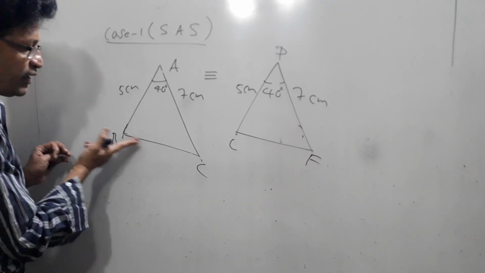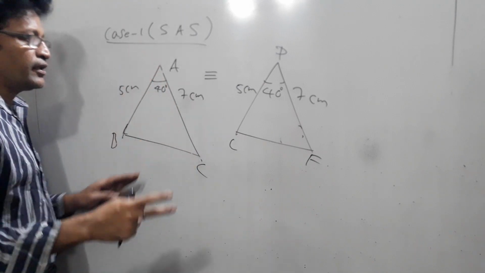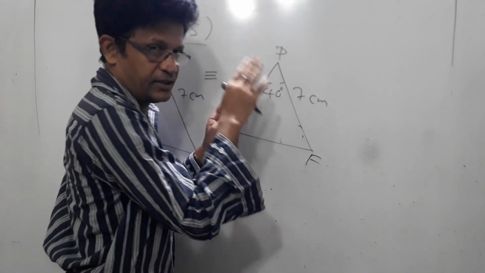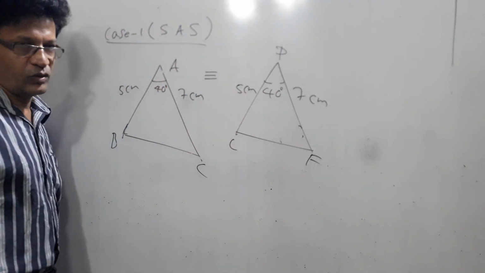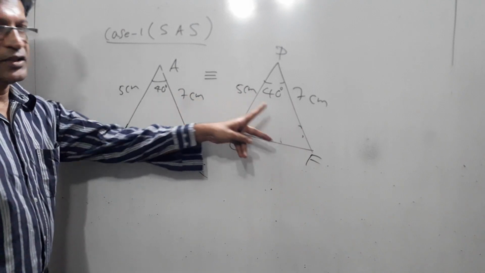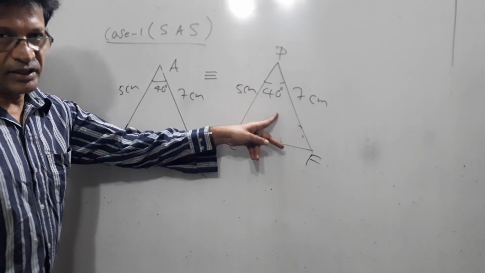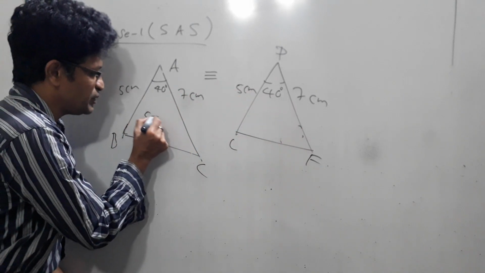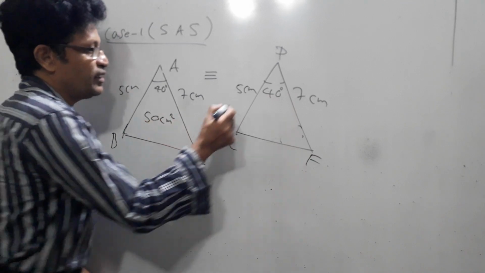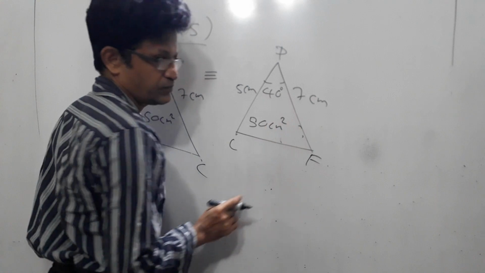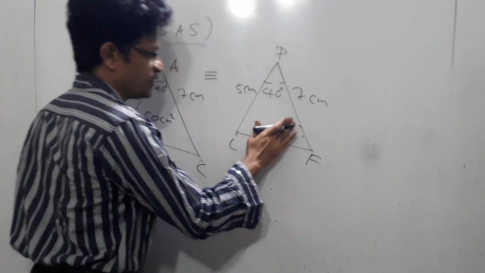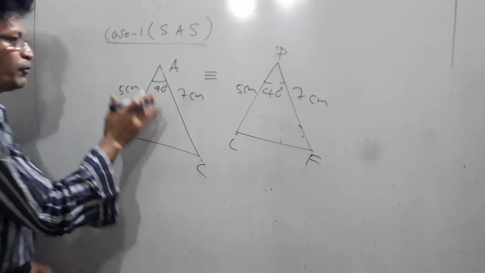Congruent means what? If I cut this triangle, then I can keep this on this. Then it will be 100% overlapping. Clear? Then these two are congruent. So remember, if two triangles are congruent, the area is also the same. Here, if the area of this triangle ABC is 50 centimeters square, the DEF triangle area is also 50 centimeters square. Clear? Now you can understand that. Right. Now I am going to prove this one.